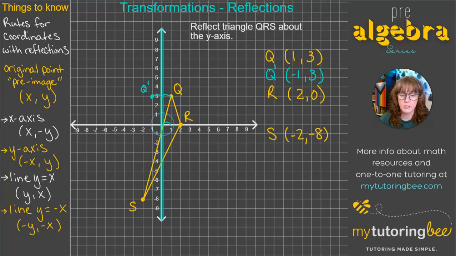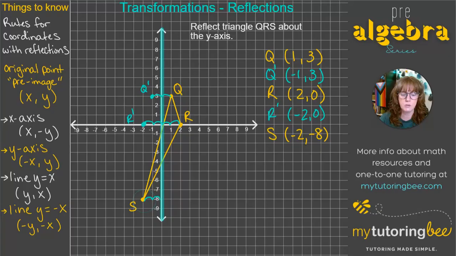For R, we are 2 away from the y-axis over to the right, so we're going to count 2 in the left direction. So this is where our prime would be. And then again, if we want to confirm that with our coordinates, the 2 would become negative and the 0 would stay 0. And that is where that new point is.